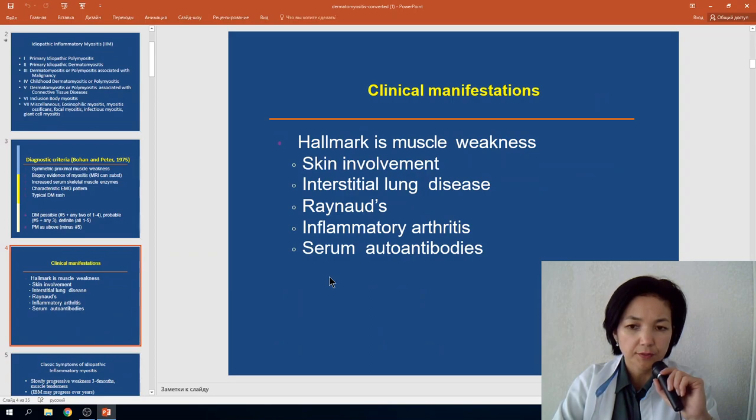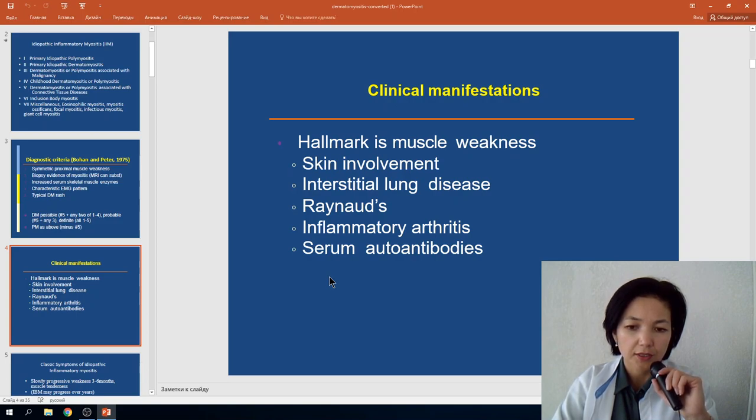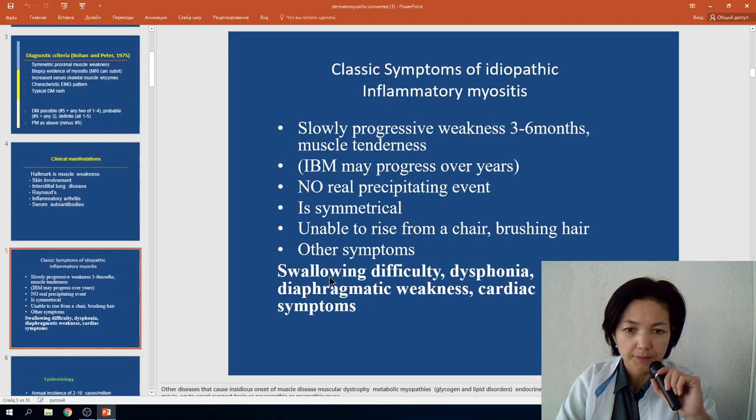Clinical manifestations: hallmark is muscle weakness. As we mentioned before, proximal muscle weakness. Skin involvement. Interstitial lung disease can result in interstitial pneumonia developing. Raynaud's syndrome, inflammatory arthritis, and serum autoantibodies. As in other autoimmune disorders, these disorders may also have detectable serum antibodies.